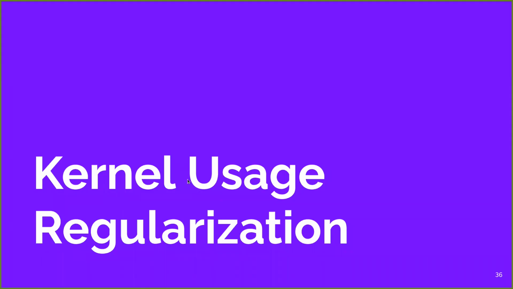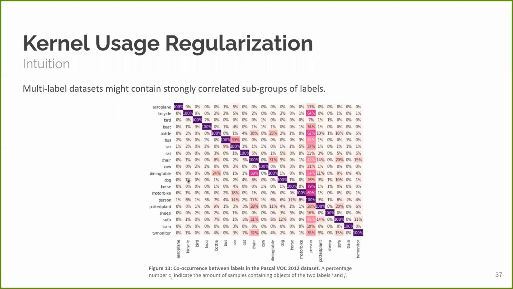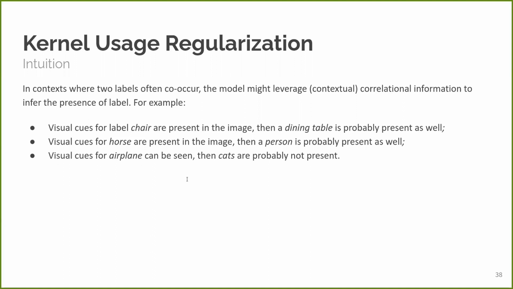which takes us to our second approach to regularized training. The intuition behind it is quite simple. As I've mentioned before, multi-label problems contain strongly correlated subgroups of labels. For example, 79% of the horses in the VOC 2012 dataset are shown next to a person. These occurrences could be picked by the model, which could learn correlational inference rules.